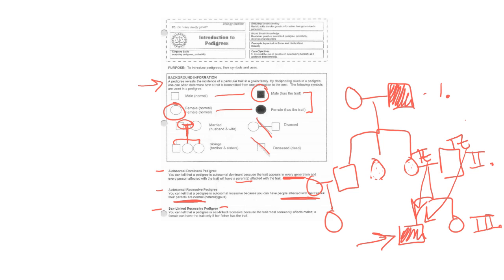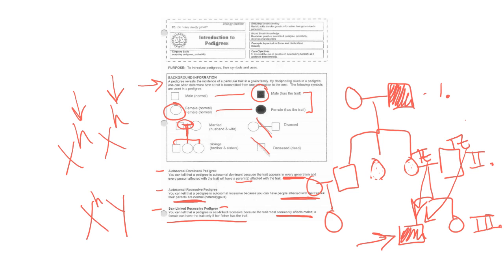And then for sex-linked recessive, what I'm going to look for is that the trait is most commonly occurring in males. So lots more of my squares are shaded, not just like one or two. Lots more of my squares are shaded. And then a female only has it if her father has it. Remember, females, to get a sex-linked recessive trait, have to have the recessive allele on both X chromosomes, meaning the one that came from her father would have to contain it.